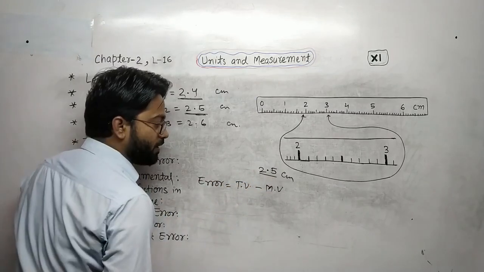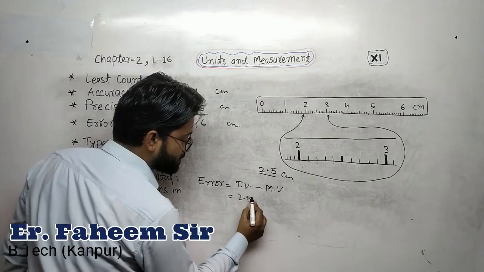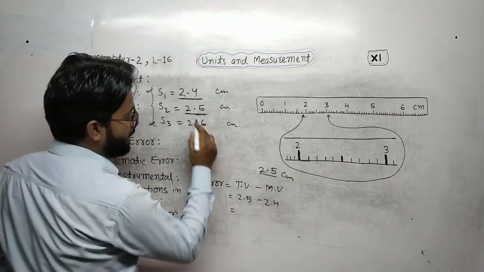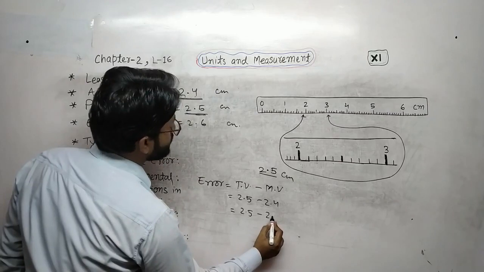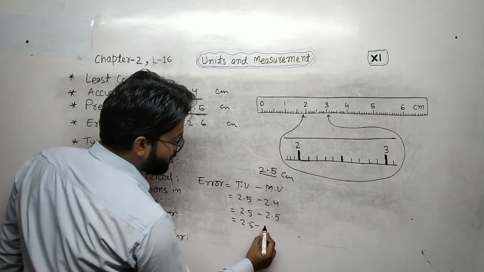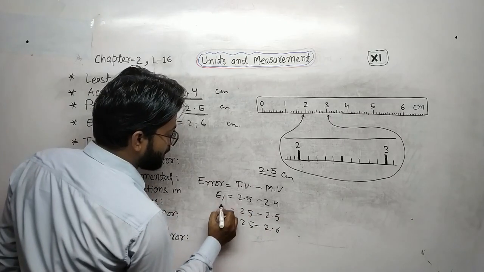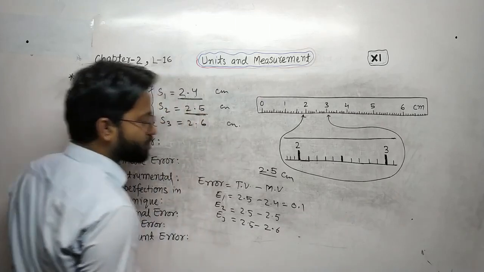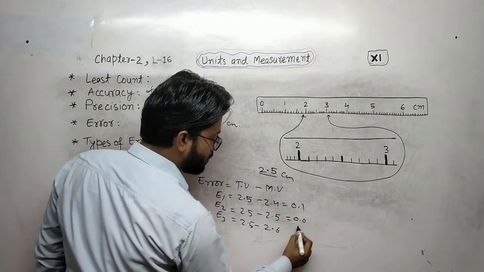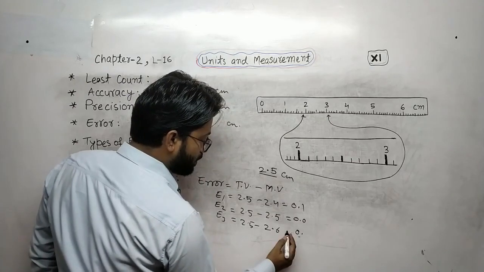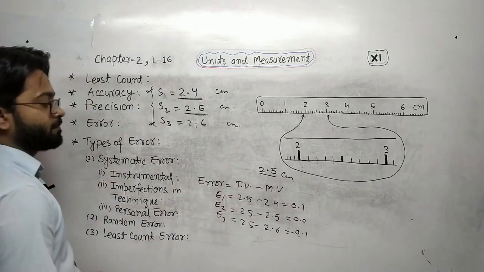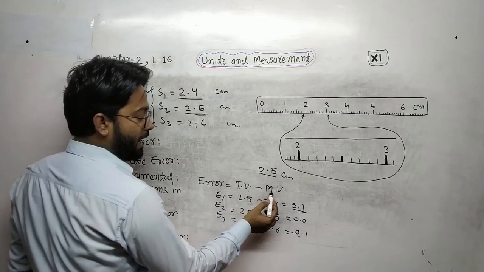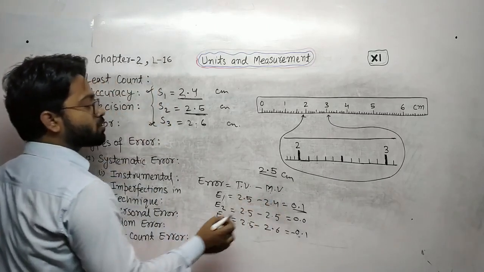This is the true value, 2.5. 2.5 is the true value and the measured values are first 2.4, then 2.5 minus 2.5, and 2.5 minus 2.6. This is error number 1, this is error number 2, and this is error number 3. This is 0.1 and this is 0 and this is minus 0.1. Okay, hope you are getting. Means the difference between the true value and measured value is called error.